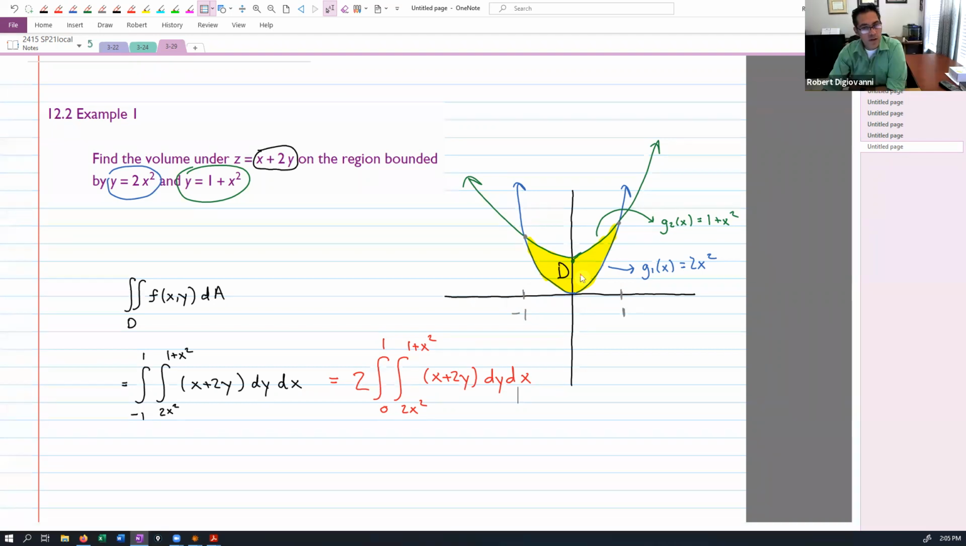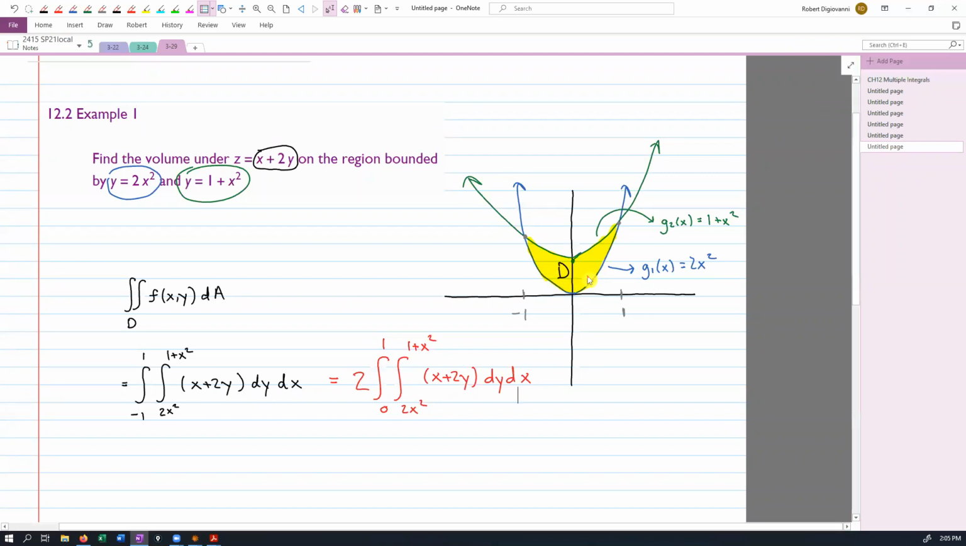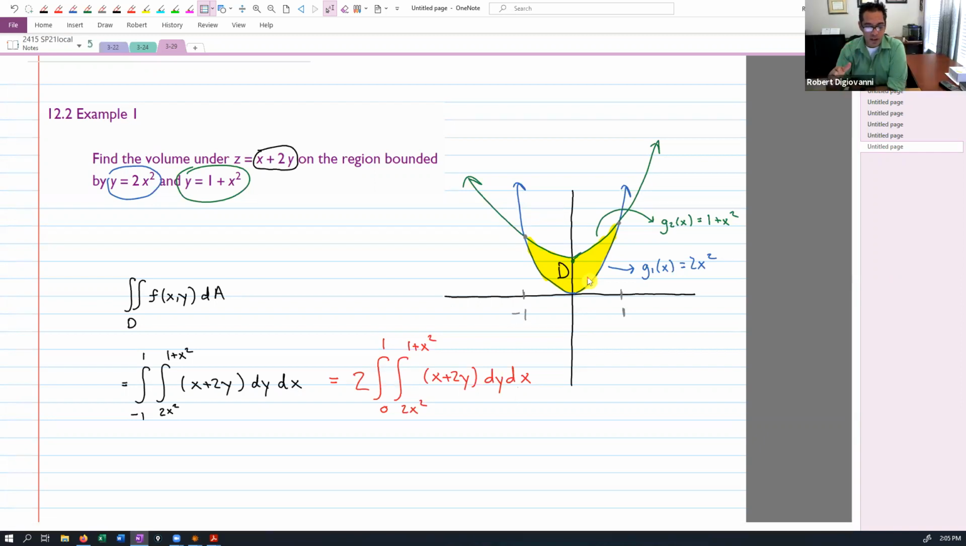Yeah, so here's the thing. This is just the region on the ground. This is not the surface above it. If the surface above it is symmetric over that y-axis, then we could do this. But we have no guarantee that the surface above it is symmetric. Maybe we should look at the picture.